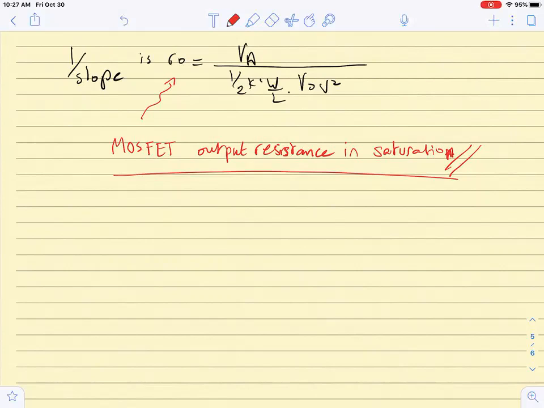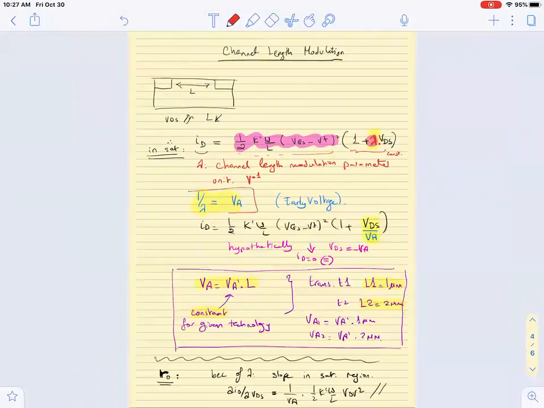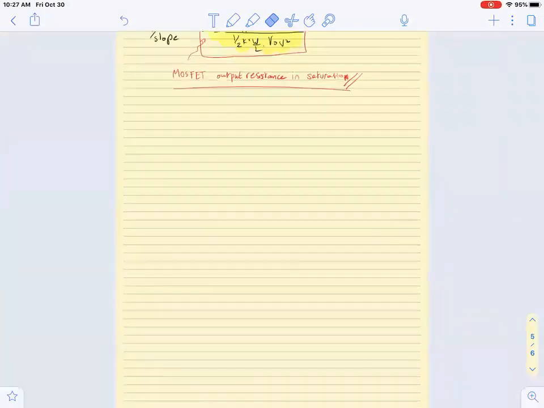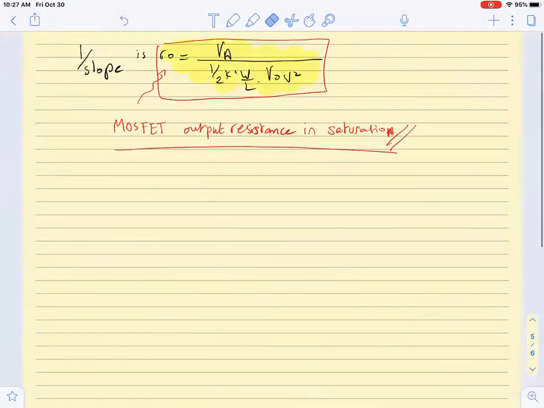How to calculate little RO? This is an important piece of information, or equation, for us. Okay, and the other important equation is this, and of course the new current equation. Okay, so now we know all the equations in all the regions.